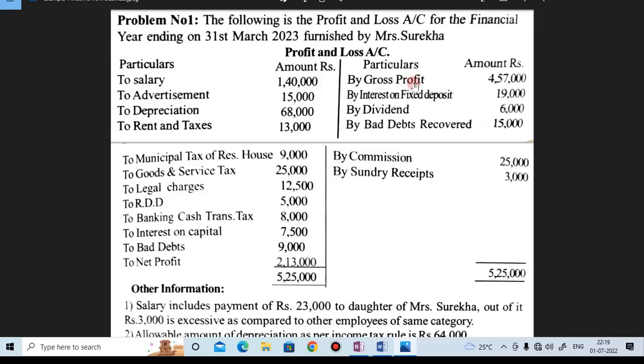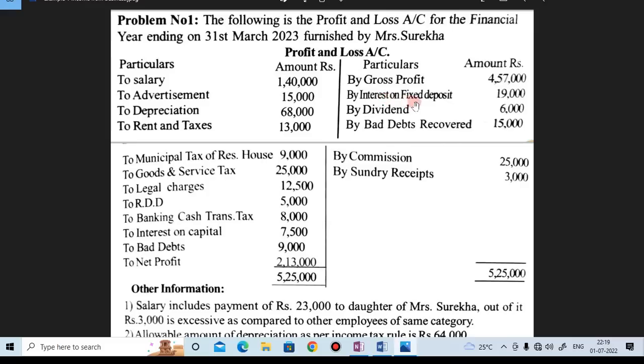First is what? Gross profit. Gross profit is related to business. Gross profit is related to business income, so 4,57,000 we will not take into the calculation.